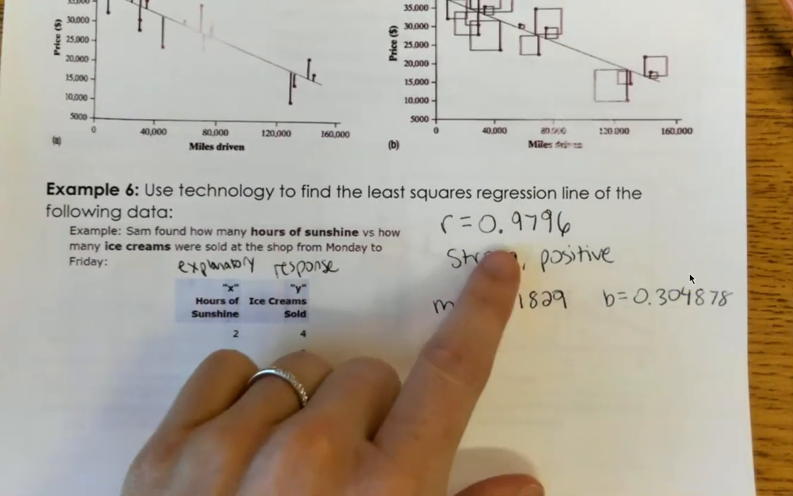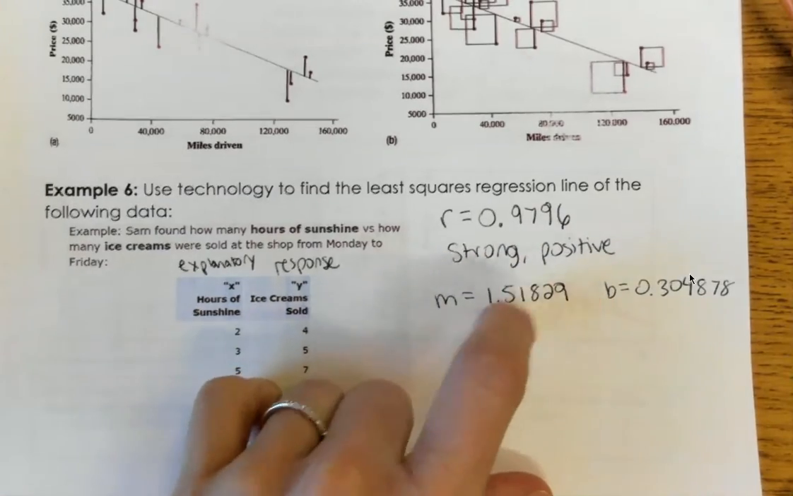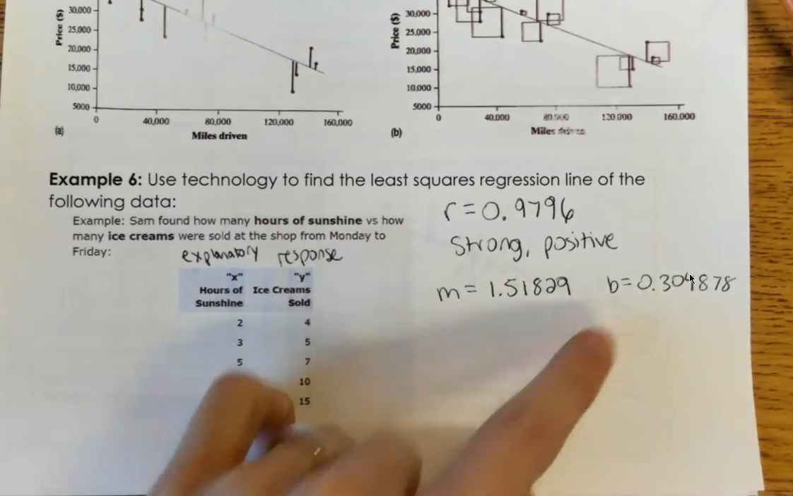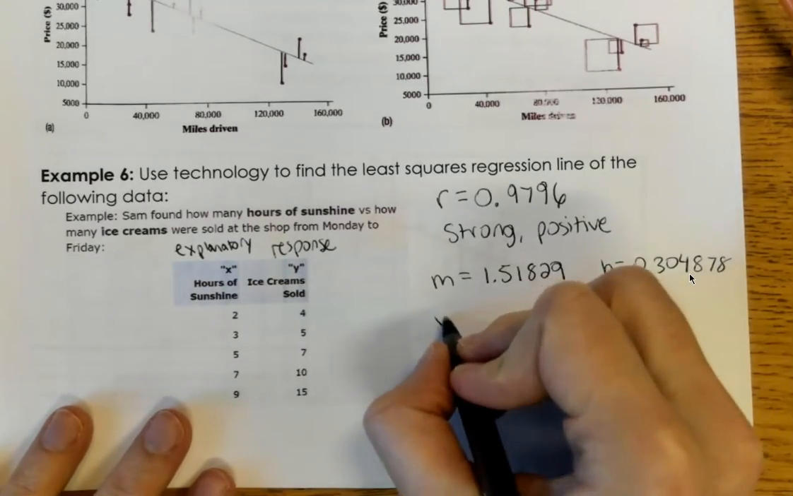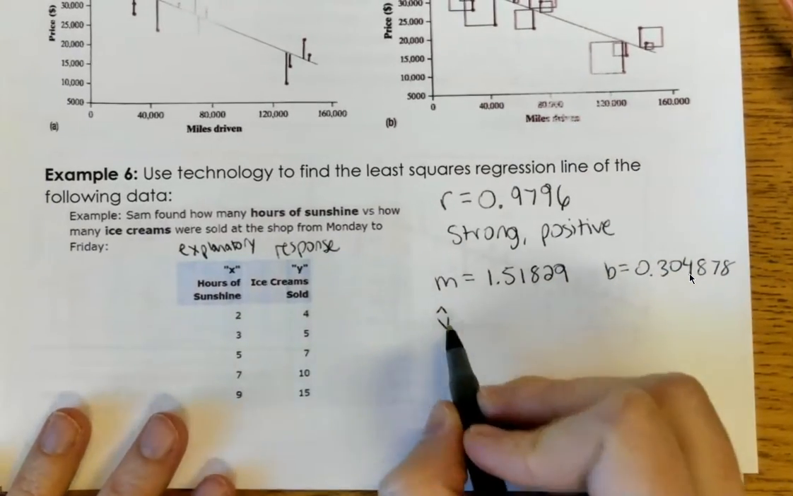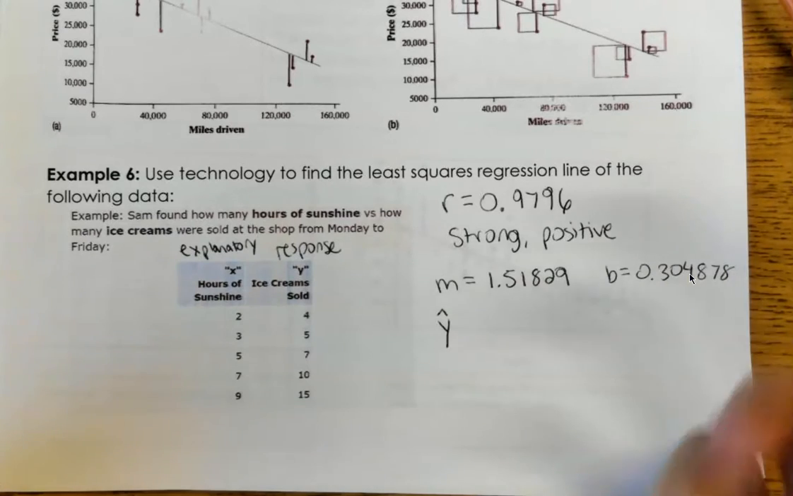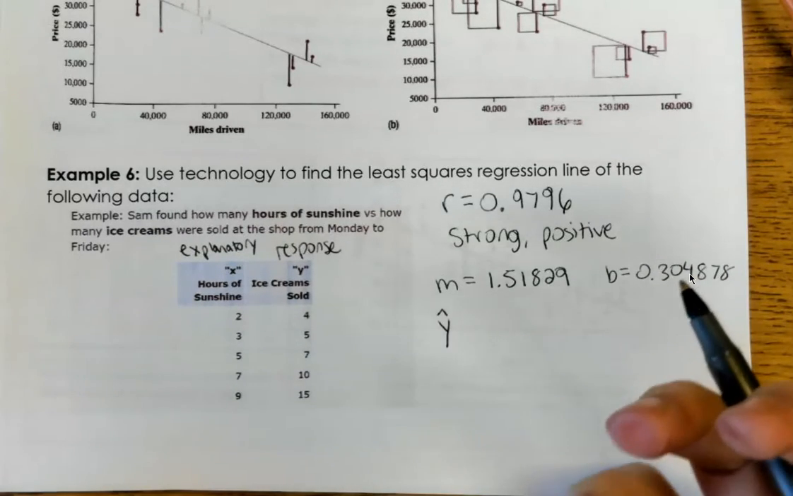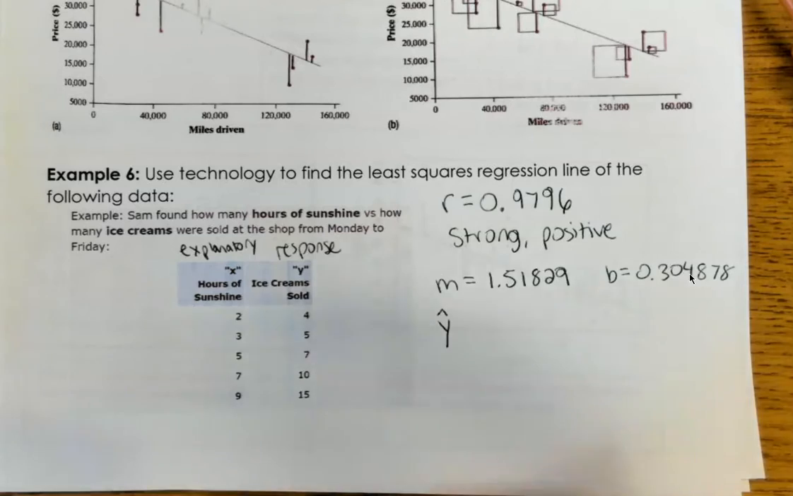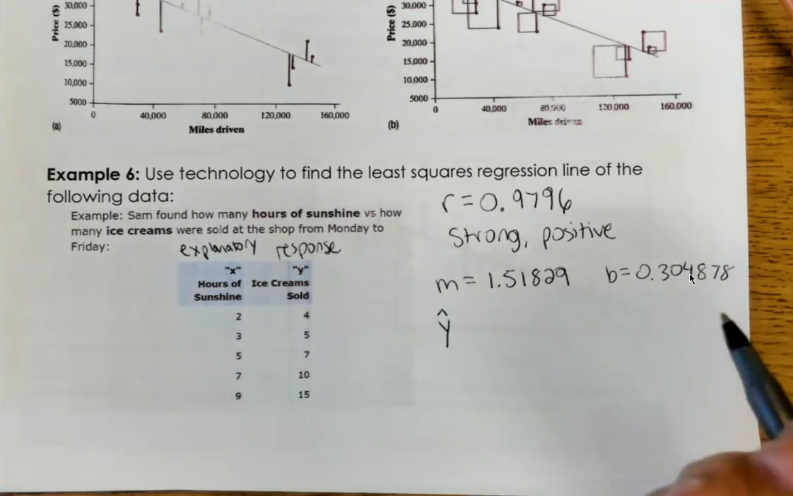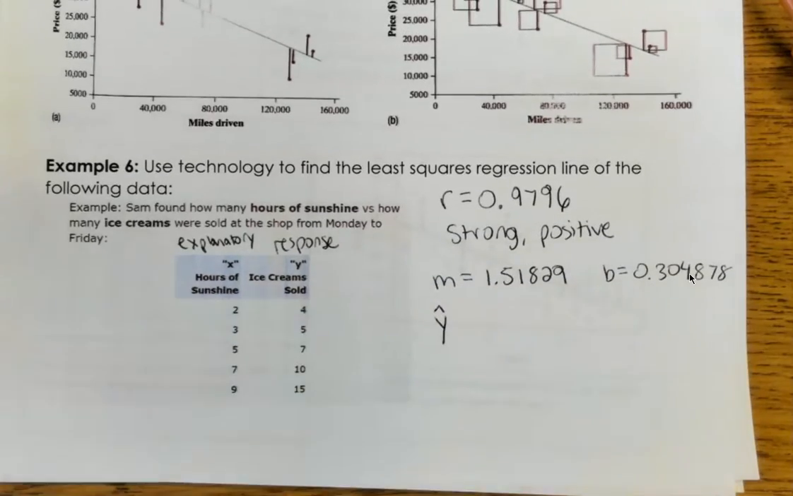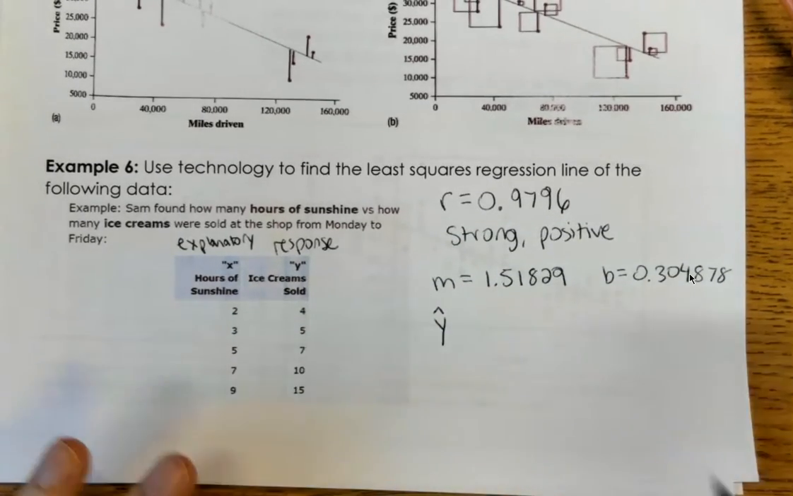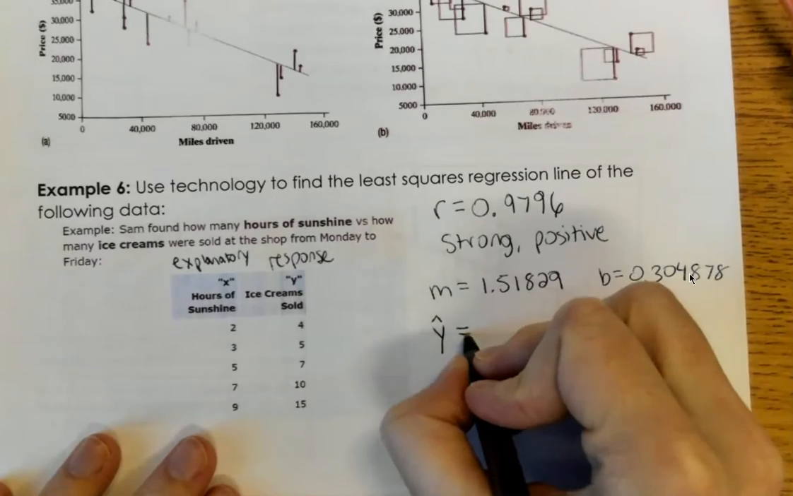Alright, so I went ahead and I wrote down the R. I described it as strong, positive, and then here's my M and my B. So I'm able to actually write my least squared regression line. So I start off with y hat because this is a model to predict, right? I'm predicting what the response variable will be. My model to predict doesn't know what the actuals are. We only know the input, which is x. So I have a y hat because this is used to predict the y. Y hat is equal to.